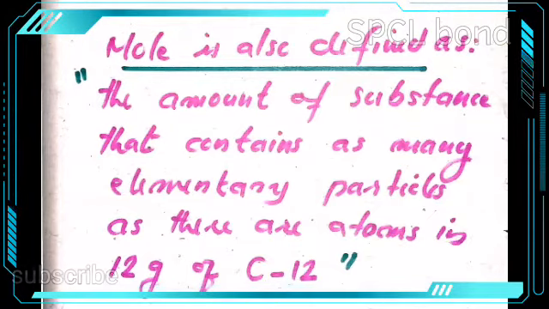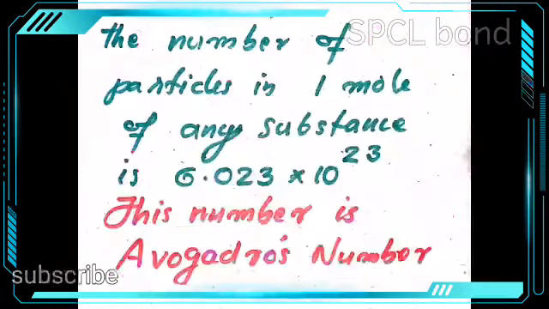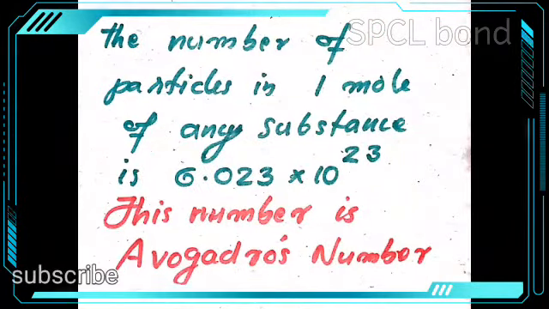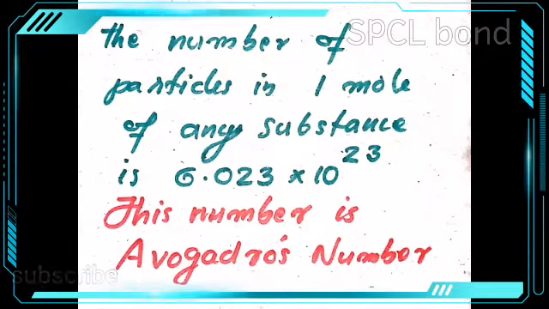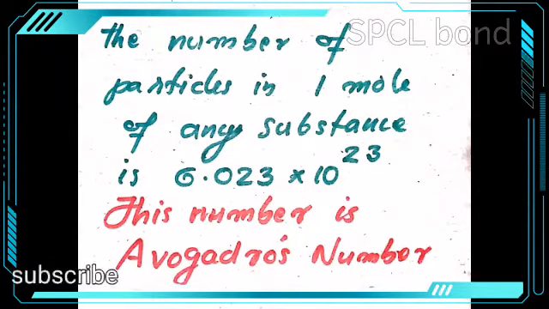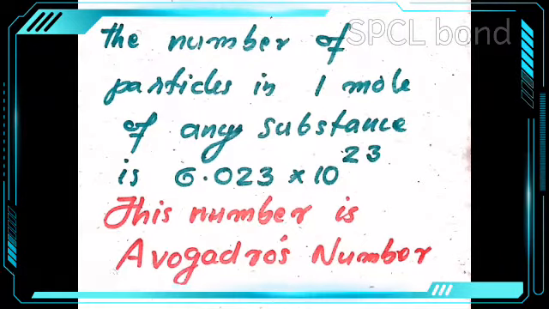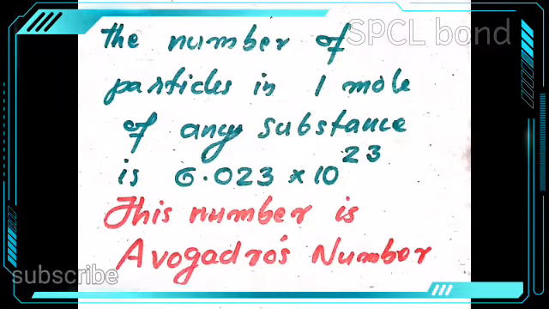Mole is related to the number of particles. The number of particles present in 1 mole of any substance is equal to 6.022 into 10 raised to 23. In certain cases, it is considered 6.023 into 10 raised to 23 also. This number is called Avogadro's number and is denoted by capital N.